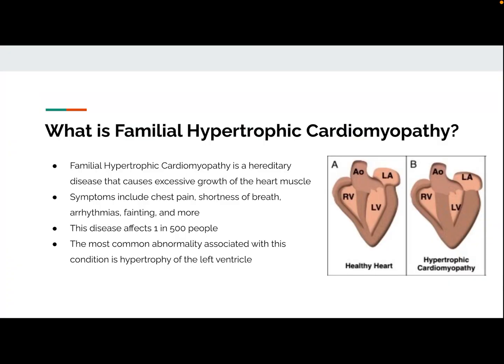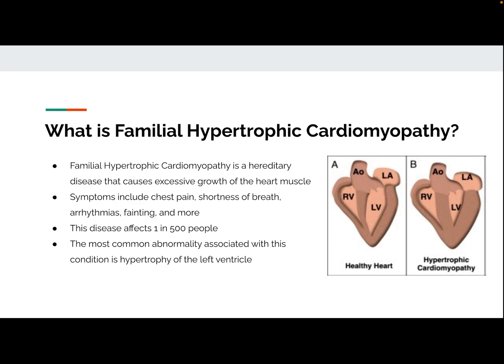What is familial hypertrophic cardiomyopathy? Familial hypertrophic cardiomyopathy is a hereditary disease that causes excessive growth of the heart muscle. As you can see in the picture on the right here, on the left is a healthy heart, and the one on the right is the one with hypertrophic cardiomyopathy. So, symptoms include chest pain, shortness of breath, arrhythmias, fainting, and more.